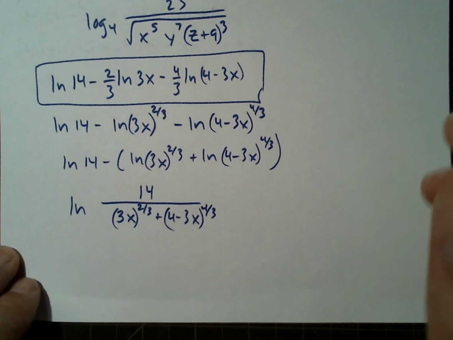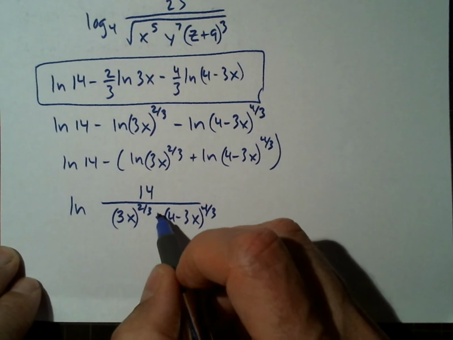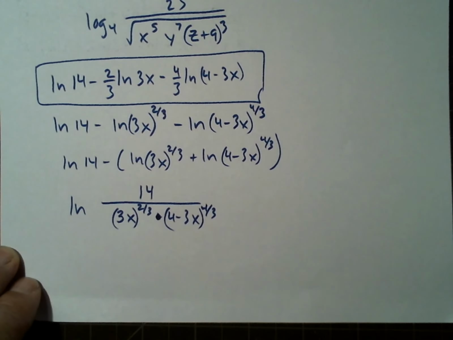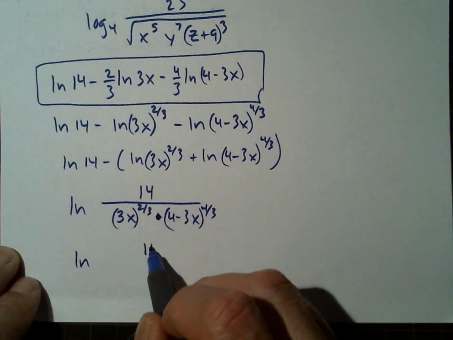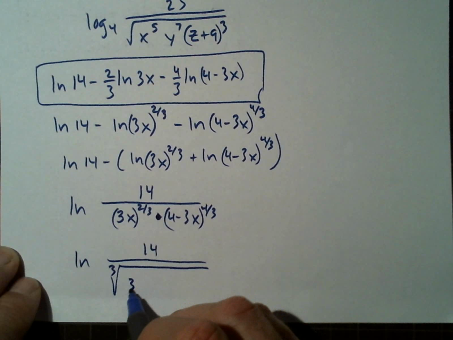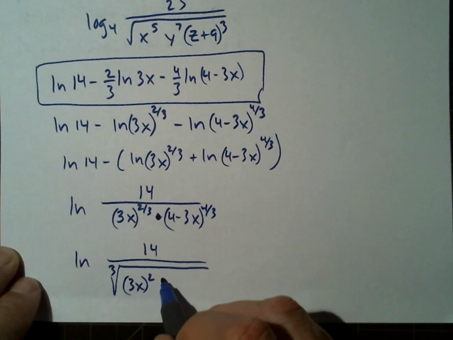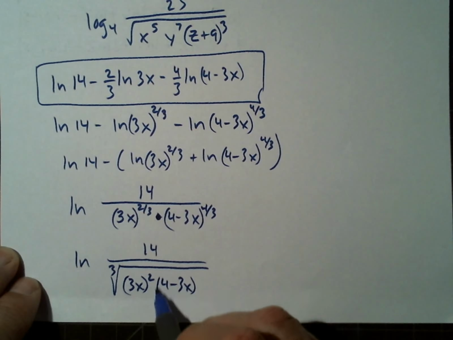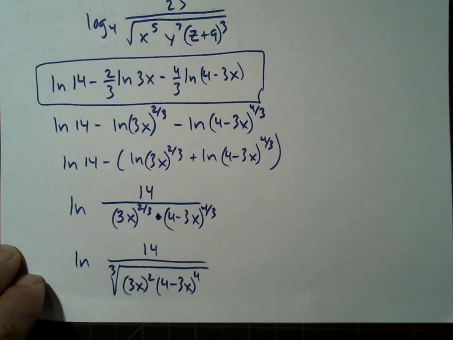They both have a cube root. Oh, and this should be multiplication. Then we can do cubed root of 3x squared. All right, and that's it for today.